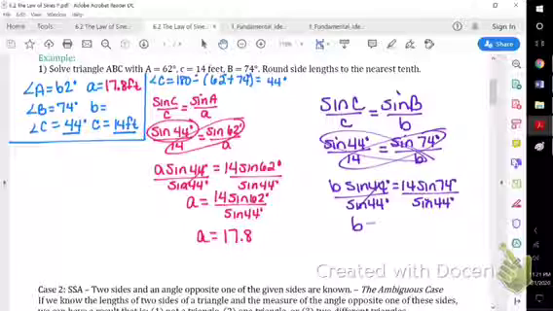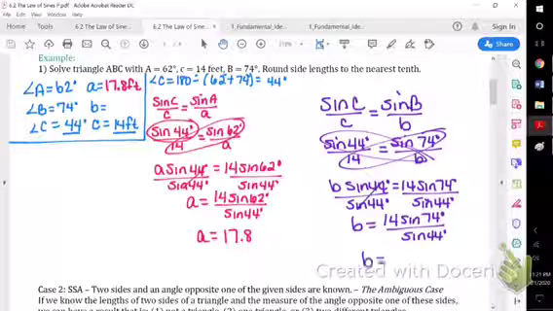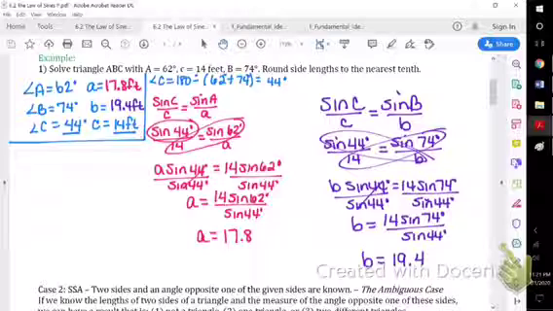Okay? So we got B is equal to 14 sine of 74 degrees over sine of 44 degrees. So we're going to plug this in our calculator. And we should come out with approximately, rounded to one decimal place, 19.4. So I have 19.4 feet. We've solved all the parts of our triangle, so that was what we were looking for.